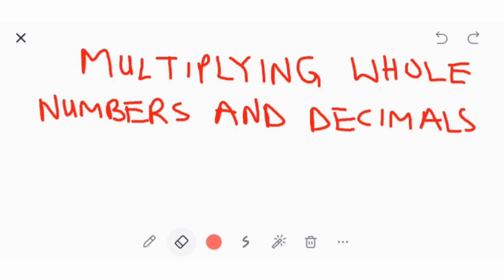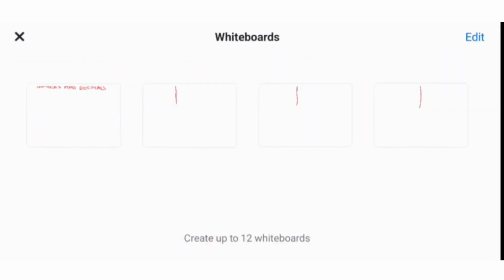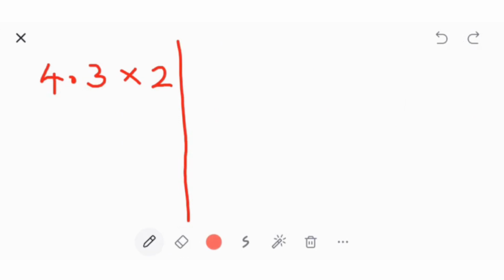Today we are going to embark on a journey on how to multiply whole numbers and decimals. For instance, if you were given a question like this, what do you do? 4.3 has two digits which are 4 and 3, while the second number, which is 2, has only one digit.